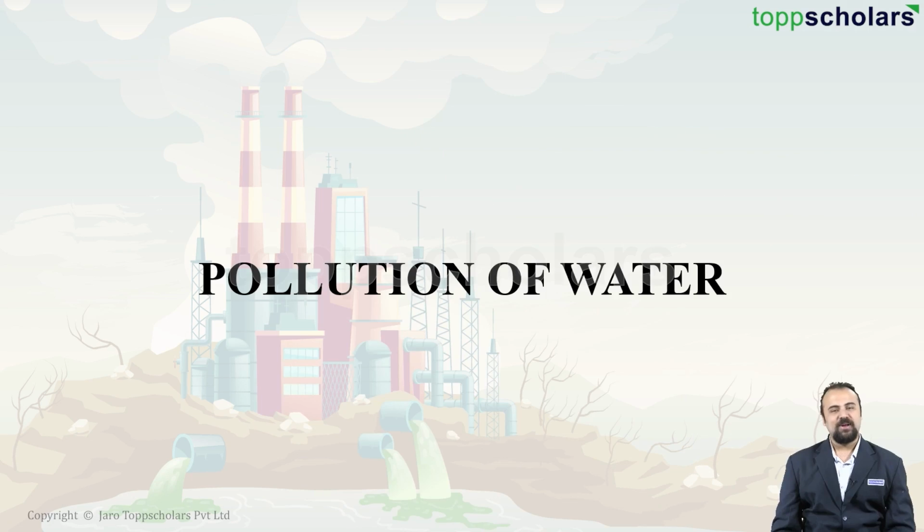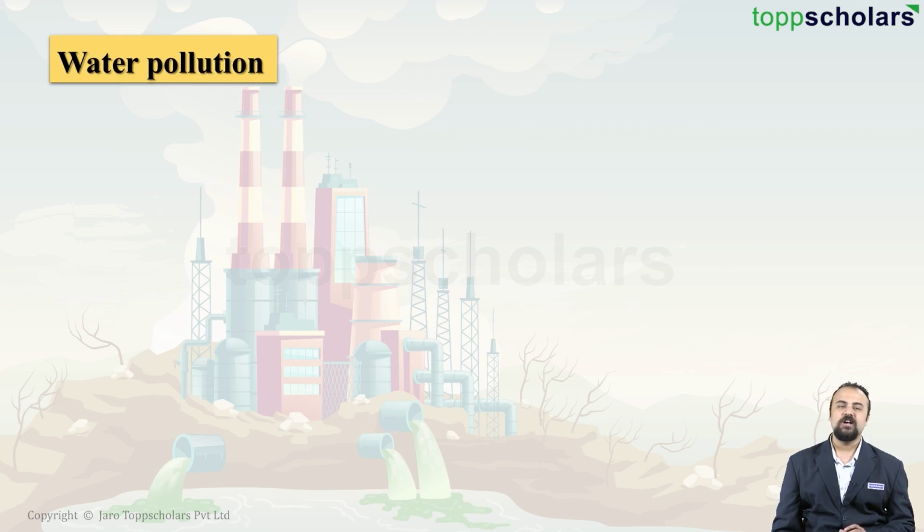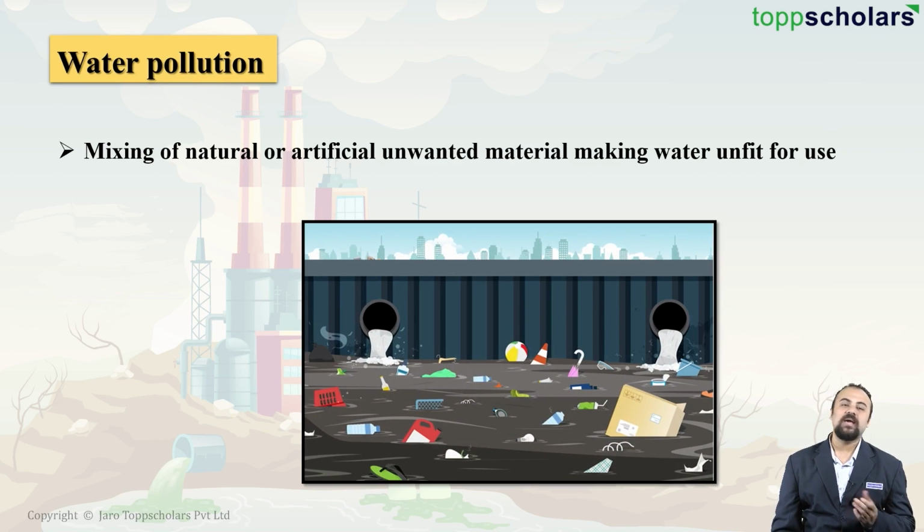Students, today we'll be talking about another very interesting topic, that is pollution of water. Students, first let us understand what exactly is water pollution. Simply stating it, it is the mixing of natural or artificial unwanted material making water unfit for use. I'll repeat it again. It is the mixing of natural or artificial unwanted material making water unfit for use. This is called as water pollution.